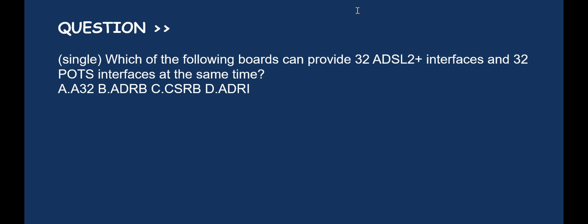Next one. Which of the following boards can provide 32 ADSL2+ interfaces and 32 ports interfaces at the same time? The options are option A, A32, option B, ADRB, option C, CSRB, option D, ADRI. This is the test question. All you need to do is to answer it in the comment.